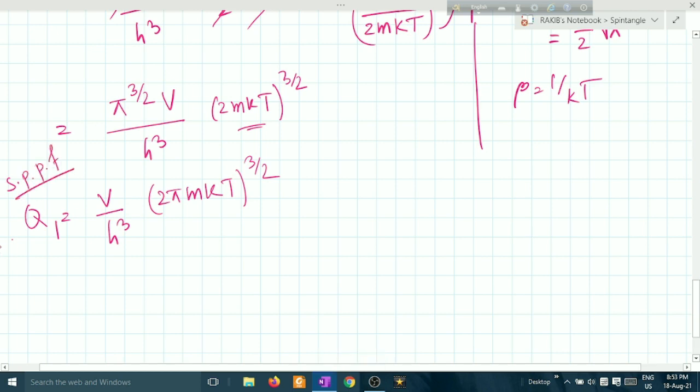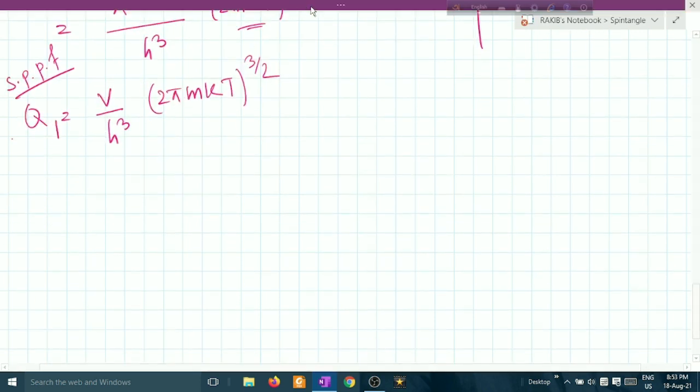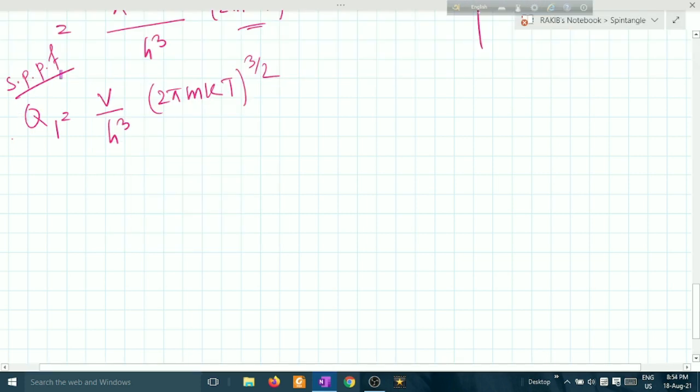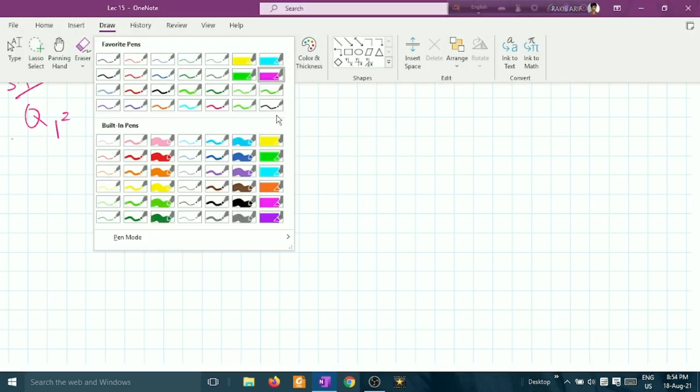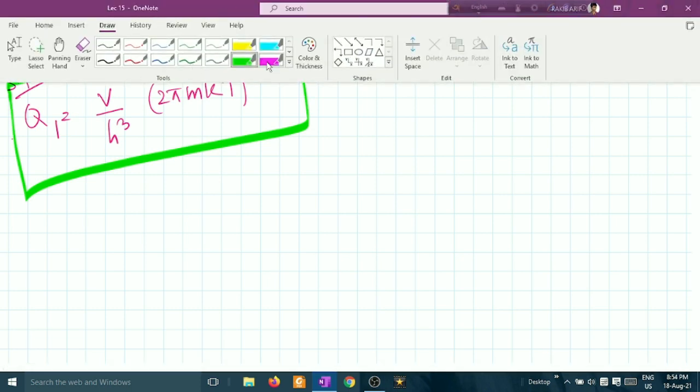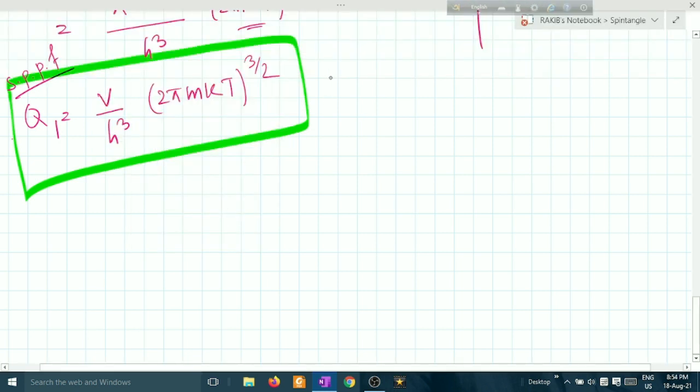What will be the many particle partition function from this thing? Before going to the many particle partition function, remember this formula. Remember this formula each and every time whenever you are going to do a problem. Throughout your lifetime, you have to remember this formula for the classical ideal gas in the canonical ensemble. It is coming from the classical ideal gas in canonical ensemble.